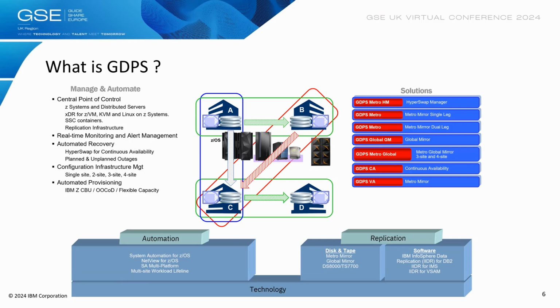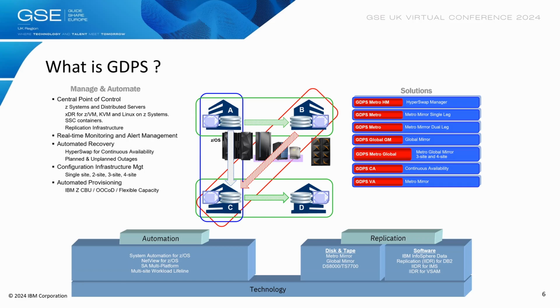Then the next one in the list, GDPS Metro Single Leg, is a two-site solution for data centers separated by metro distance. It offers continuous availability with the HyperSwap protection and also offers automated procedures for disaster recovery scenarios locally, so in the metro area. It also achieves an RPO of 0 and an RTO of a few seconds up to about an hour, depending on the scenario and depending on the size of the configuration.